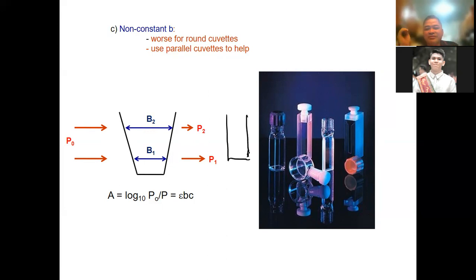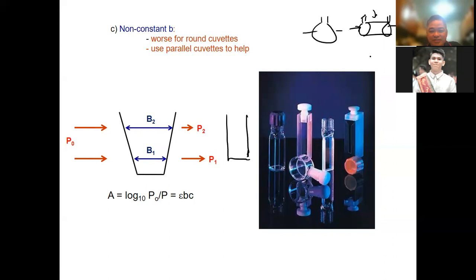Constant yung path length mo. Okay? So they said it is worse for round cuvettes. But magiging worse lang yung pag yung round cuvette mo ay ganito, because they're not constant. But usually when we have round cuvettes, yung round cuvette namin dito, inaano namin. So ito yung parang path length niya. So it's still the same.